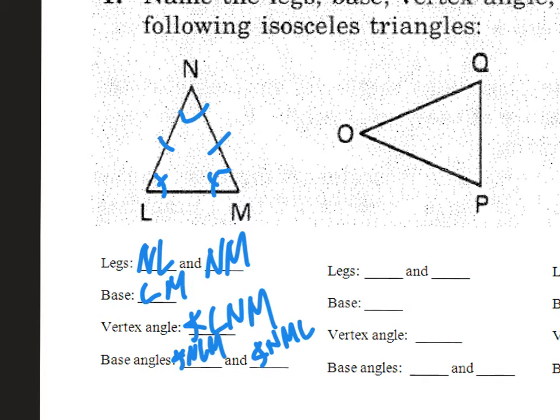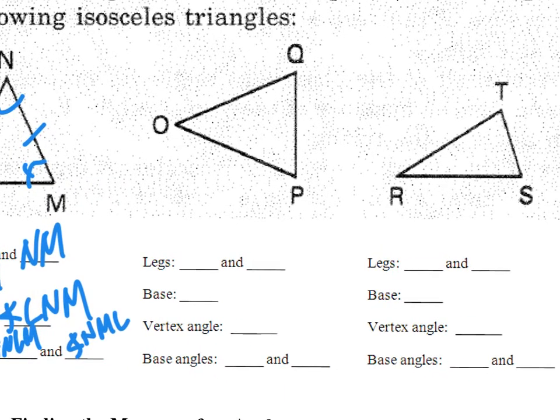Okay, let's try this part out. I'm seeing that these two are touching each other, coming to this point O, and I also see they're going to be congruent in length. So my legs are OQ and OP. My base is going to be my leftover side, which is QP.